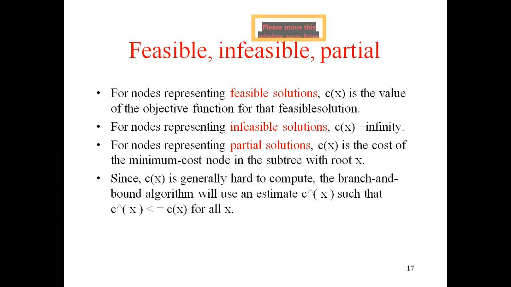Since C of x is generally hard to compute, it is difficult to calculate C of x. So the branch and bound algorithm will use an estimate, C cap of x. C cap of x is the estimate. We are just estimating the cost.